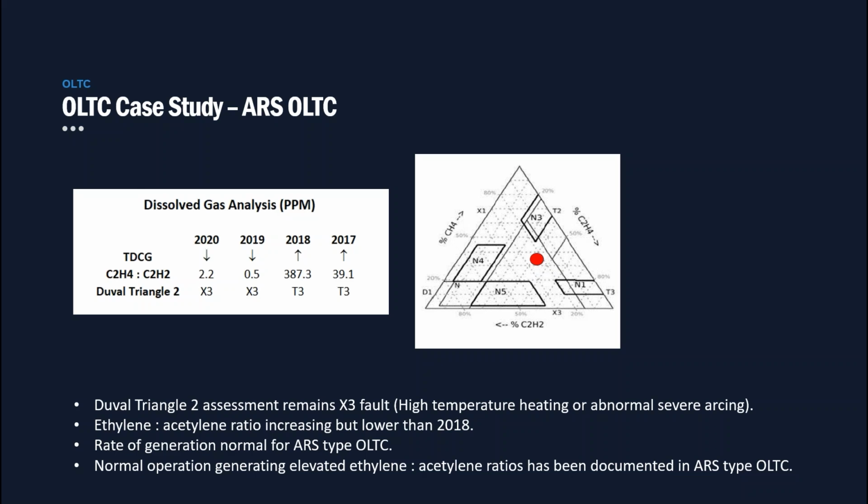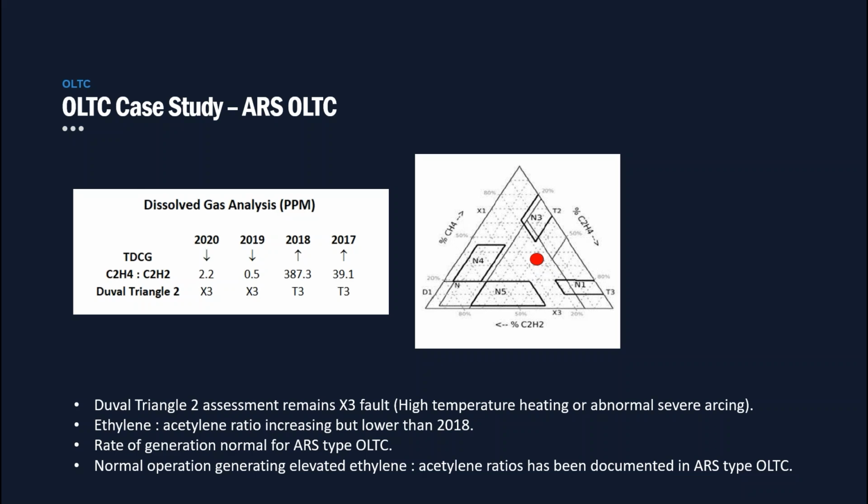And I've not included the actual DGA results, but the numbers are much higher than what you would typically see in a transformer, and this can be normal for a tap changer. But what I've listed here is the summary of the results, and we'll go through these now. So the output of Duval Triangle 2 in 2019 and 2020 is X3. So this means there's possibly a high temperature heating problem or abnormal severe arcing.